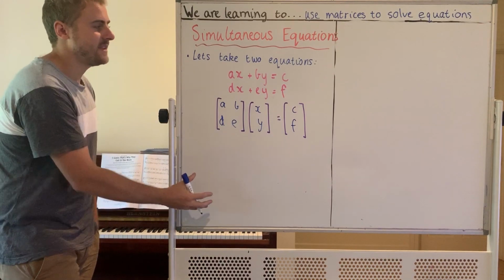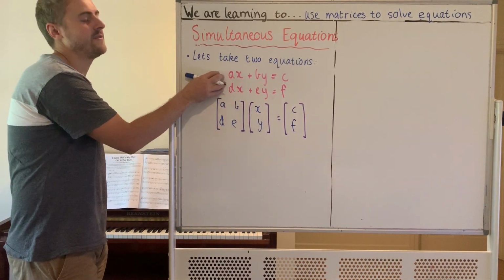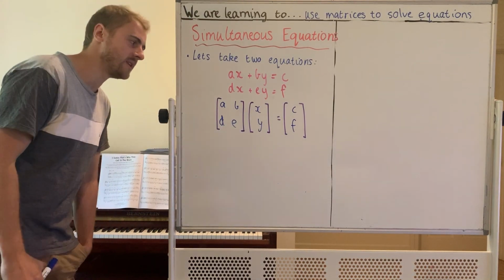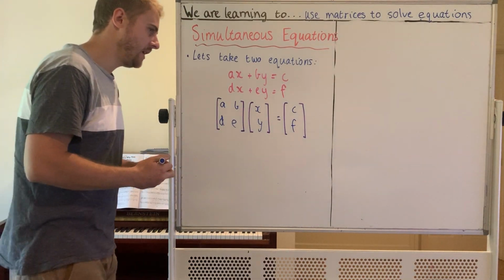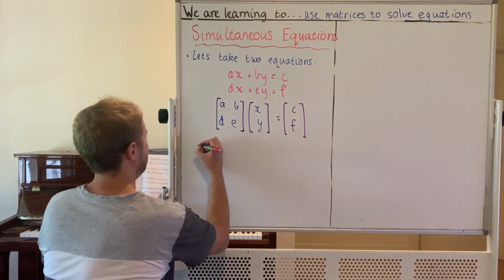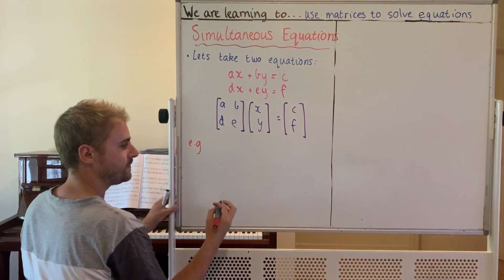So basically, the only extra step here is taking the information and putting it into a matrix like this, and then following all the steps that we did in the previous lesson. As one example, it will look like this.